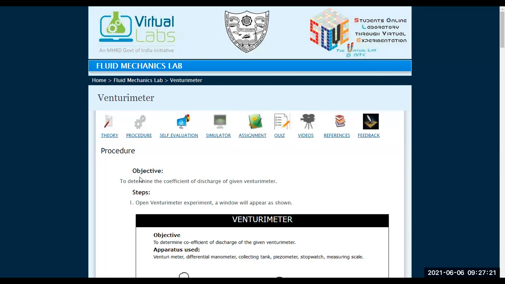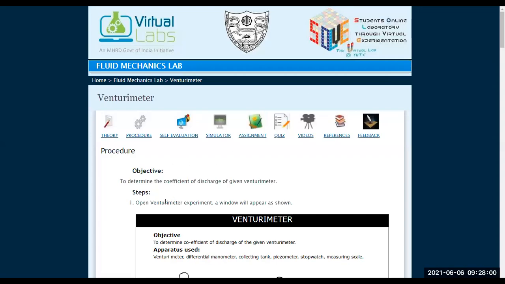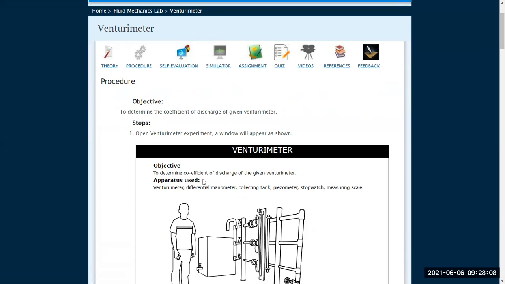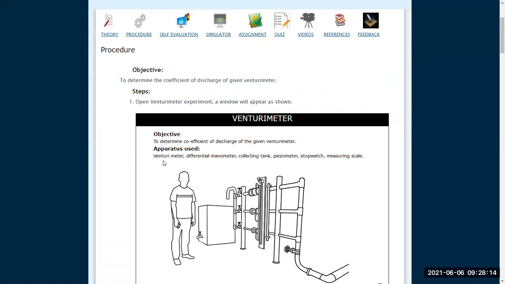So the objective of the experiment is to determine the coefficient of discharge for a given venturi meter. Let us see the procedure. The apparatus used are the venturi meter, differential manometer, collecting tank, piezometer, stopwatch, and measuring scale.